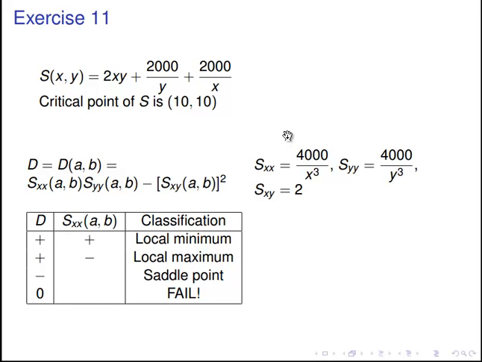So at our point 10, 10, let's see what happens. 10 cubed would be 1,000, so this will give us a 4. Again, 10 cubed is 1,000, so this gives us 4. So 4 times 4 is 16, and we subtract 2 squared, which is 4. 16 minus 4 is 12. Since D is positive, we have to look now at the S_xx term. When x is 10, we saw this was equal to 4, which is positive, so in fact we get a local minimum. And that tells us that setting x equal to y equal to 10 really will minimize the surface area of the box.